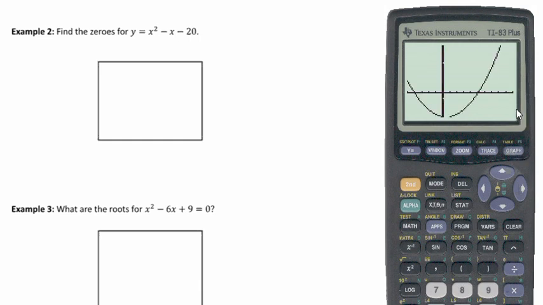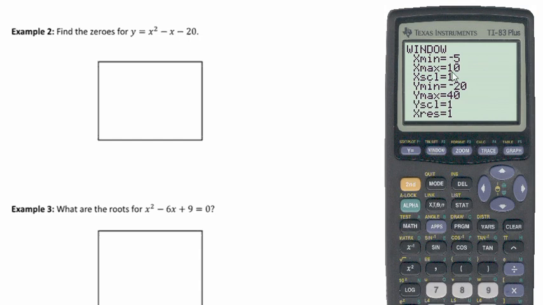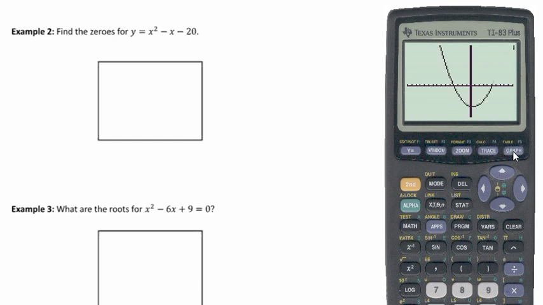So not a bad window, but again, we might be changing this every time, and that's just fine. We need to go a little bit more to the left and a little bit farther down. So let's say negative 20, negative 15 even. Y min was negative 20. We want to go farther, so let's say negative 30. And a y max of 40. Perfect.